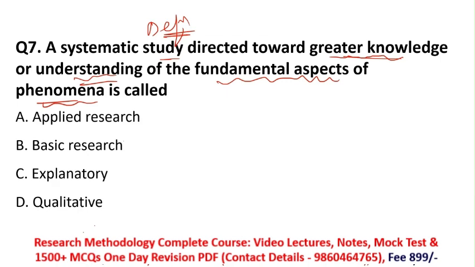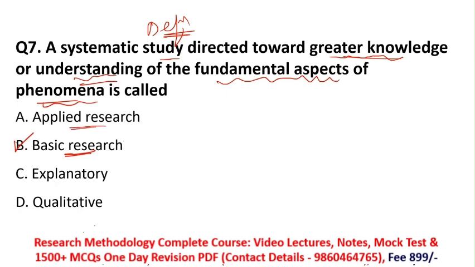So remember, whenever a researcher studies to improve their knowledge, for the sake of knowledge, to increase knowledge, for understanding, for theory of a particular phenomenon, or for knowing the principle of a particular phenomenon, it is known as basic research. Okay, so this is the definition of basic research. So here option B is the right answer. Then we'll see the incorrect options.